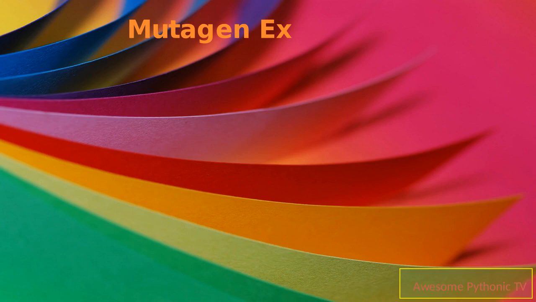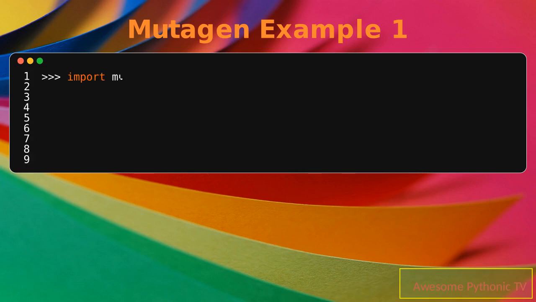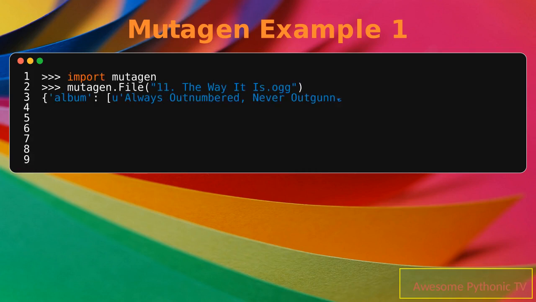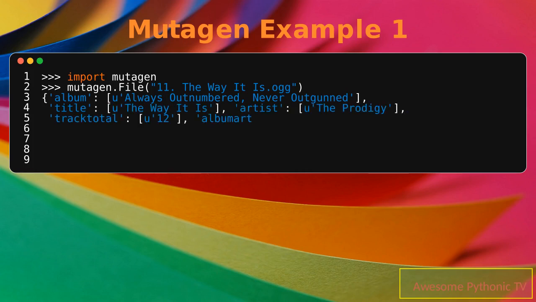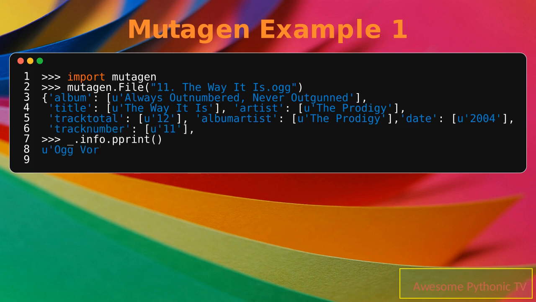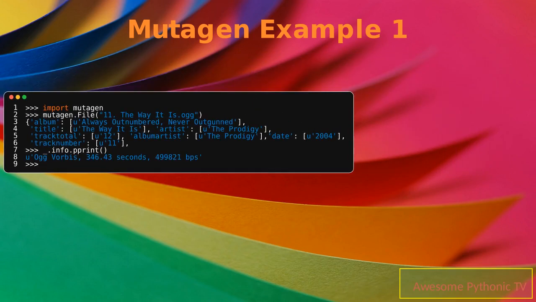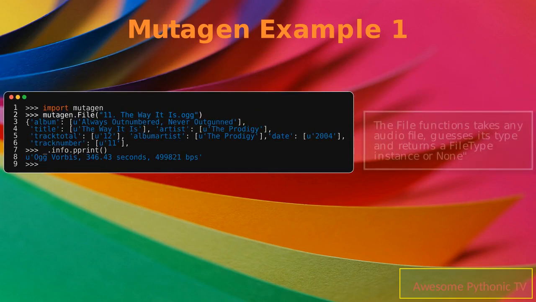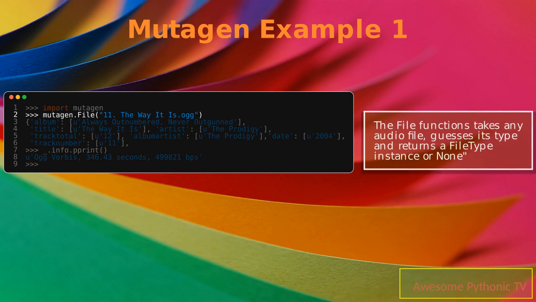Mutagen example 1. Sure. Start by importing Mutagen. The File function takes any audio file, guesses its type, and returns a file type instance or None.